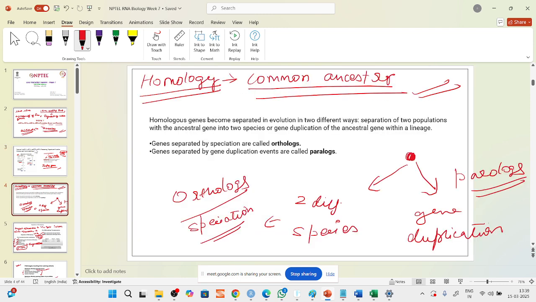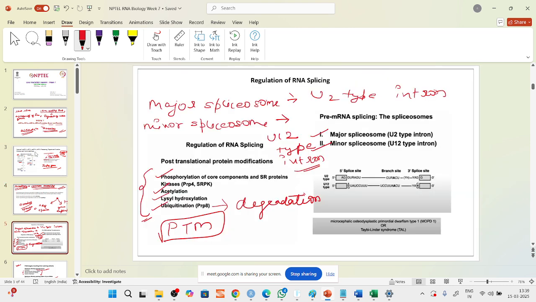And then we studied the meaning of homologous genes, orthology and paralogy. Homologous genes are the ones which have a common ancestry, and these homologous genes can belong to two different classes. They can be orthologs or they can be paralogs. Orthologs are the ones which are separated by a speciation event, and paralogs are the ones which are separated by gene duplication events.